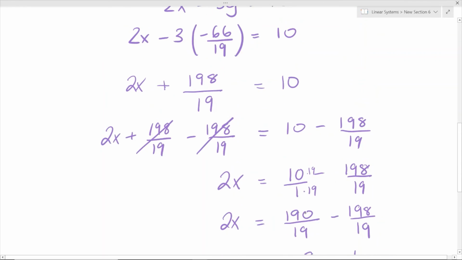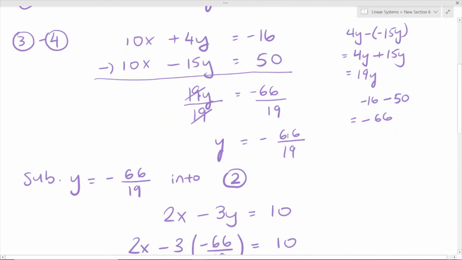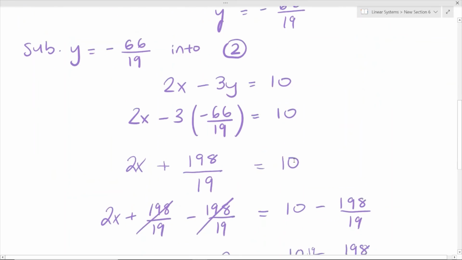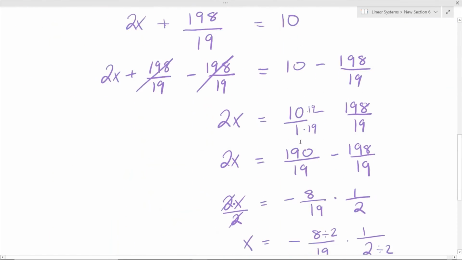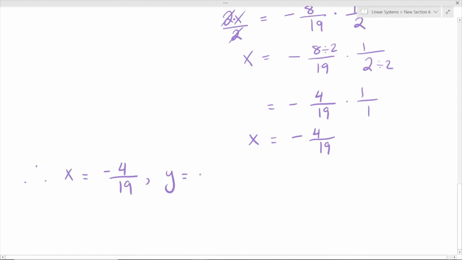And we have found our y as well, as shown before. Right here, it's equal to negative 66 over 19. So thus, we can conclude this. X is equal to negative 4 over 19, while y, as shown before, is equal to negative 66 over 19. And we can rewrite it as coordinates as well: negative 4 over 19, comma, negative 66 over 19.